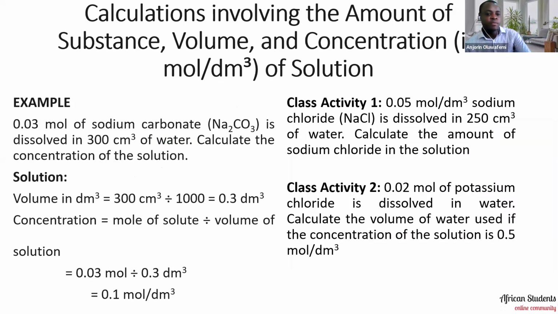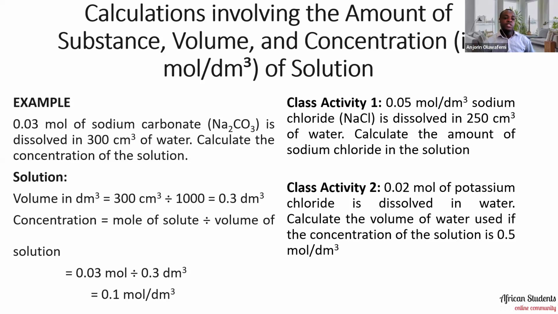Let's move into some examples now. 0.03 moles of sodium carbonate is dissolved in 300 cm cube of water. Calculate the concentration of the solution. First and foremost, volume in dm cube equals 300 cm cube divided by 1000. We are converting 300 cm cube to dm cube by dividing 300 by 1000. That gives us 0.3 dm cube.